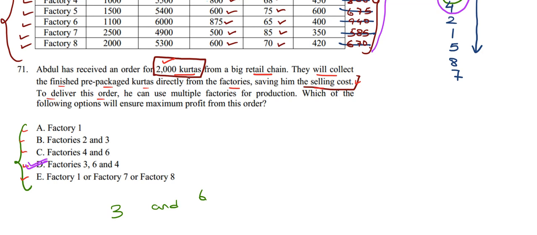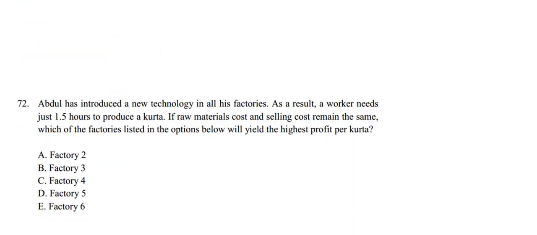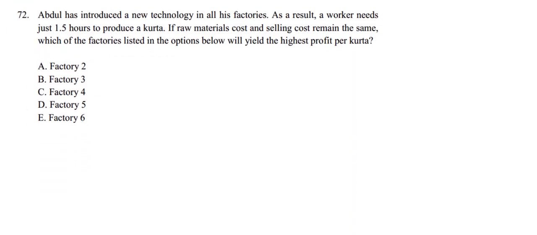So let's move on to our next question, that is question number 72. In question 72, Abdul has introduced a new technology in all his factories. So he is upgrading his factories. Let's see what the advantage of that technology is. As a result, a worker needs just 1.5 hours to produce a kurta.